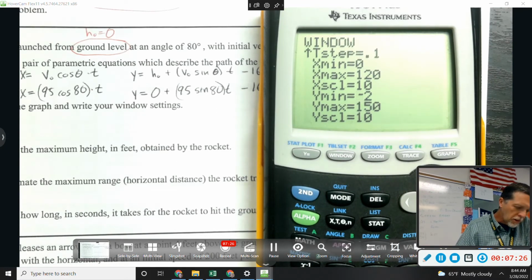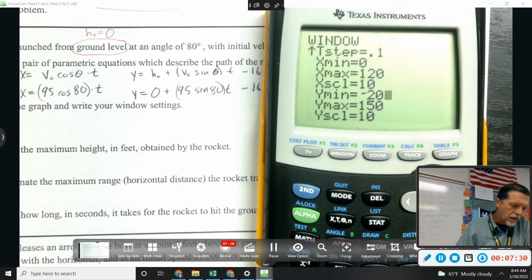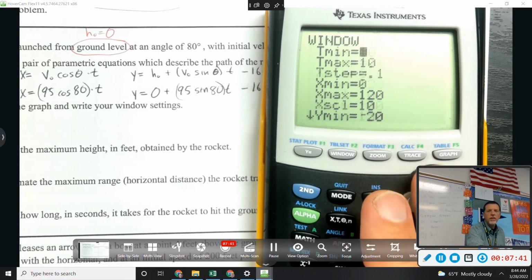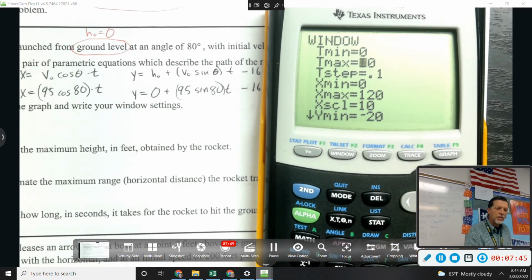I'm also going to go into the negatives, and I'll show you why in a minute. So I'm going to go negative 20 to 150 for my y. So Mr. Wolf, did you just not mess with any of the T settings? I changed it 0 to 10, and if I needed, here's what would happen if I didn't show enough.